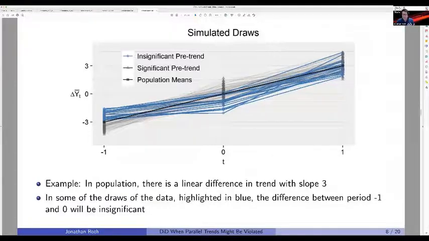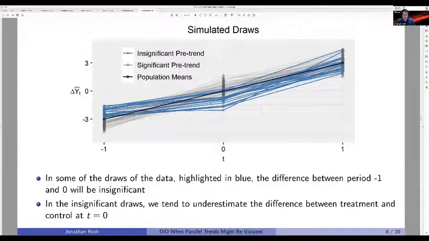But how do we get a slope that's pretty flat? Well, the way we sort of flatten out this increasing line is that we get noise that makes this difference at period 0 smaller than its average, right? So if you look at these blue dots here, which are the estimated difference between the treatment and the control group in the period before treatment, we see that they tend to be below the mean in the population, which is at 0, right? And that flattens out this line, so that noise masks this pre-trend.